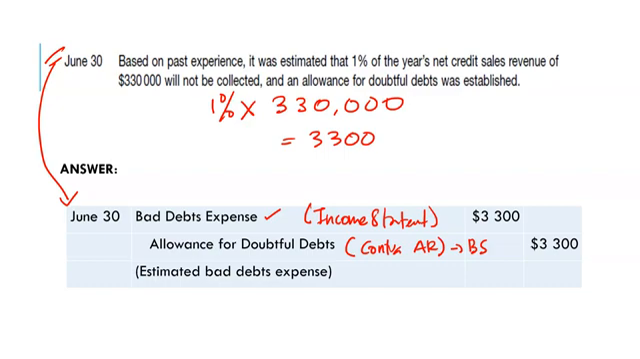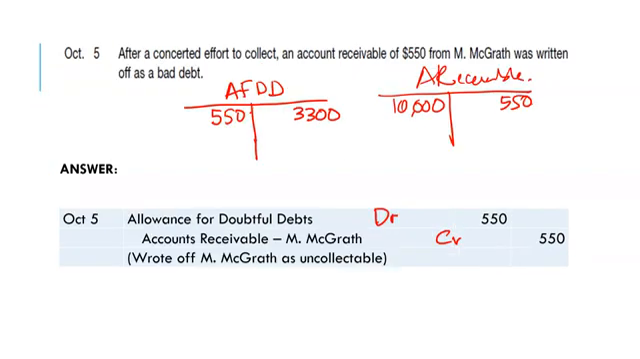Later on, you realize that 550 from the allowance for doubtful debt of 3300 that you have provided before will not be collected and should be written off. So in that case, you need to debit your allowance for doubtful debt by 550 and write off the McGrath account by 550. So the McGrath account, you're going to write off by the amount of 550.